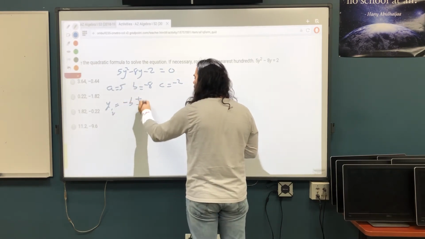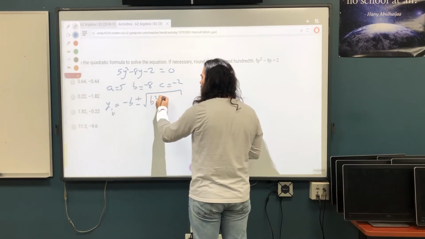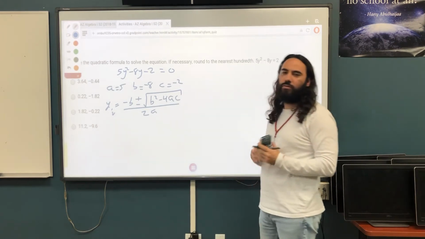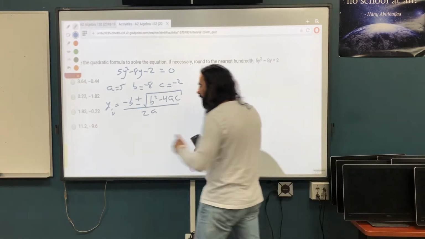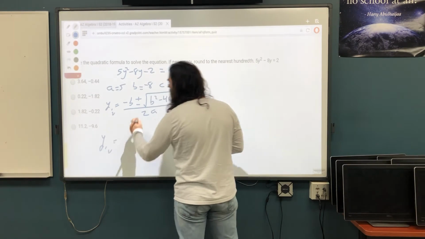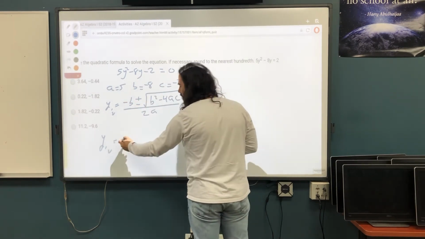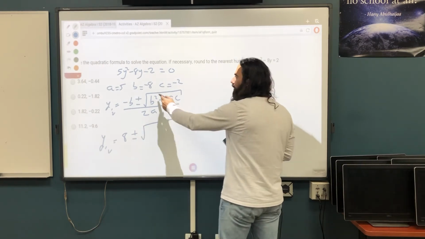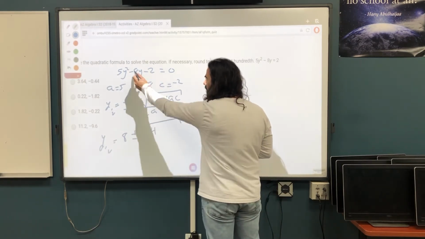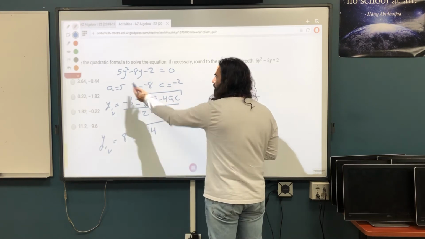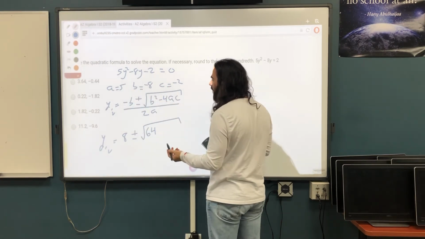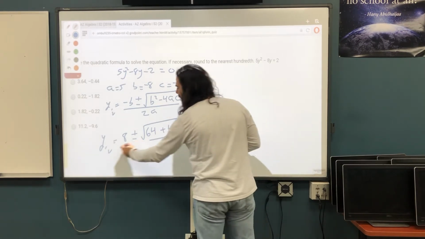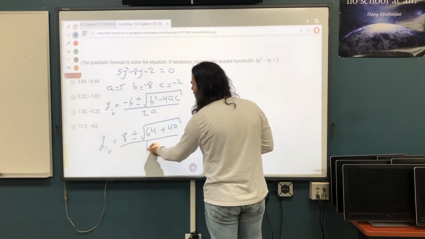Negative b plus minus the square root of b squared minus 4ac, divided by 2a. The only thing you need to do is plug in the numbers. So y12 equals, b is negative 8, we have negative, so it's going to be positive 8, plus minus the square root, b squared is going to be 64, because 8 squared is 64. 4 times 5 is 20, times negative 2 is going to be negative 40, and we have a negative, so it's going to be plus 40. Divided by 2 times 5, which is 10.